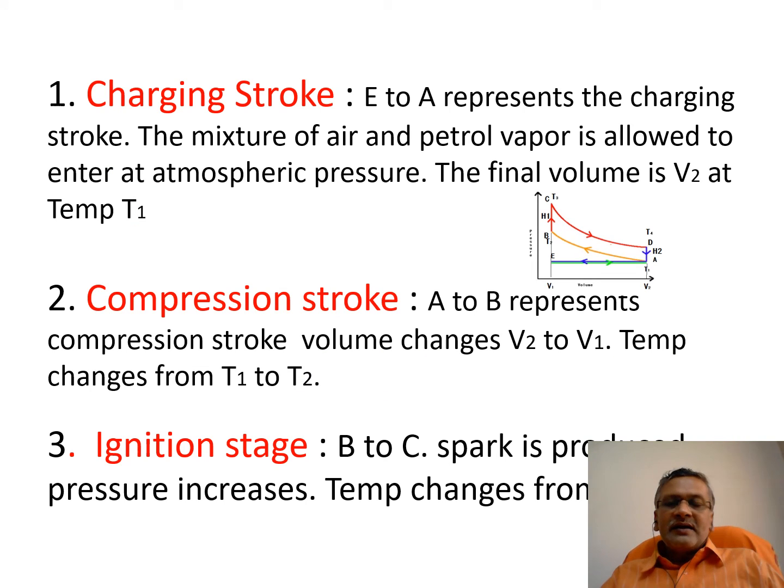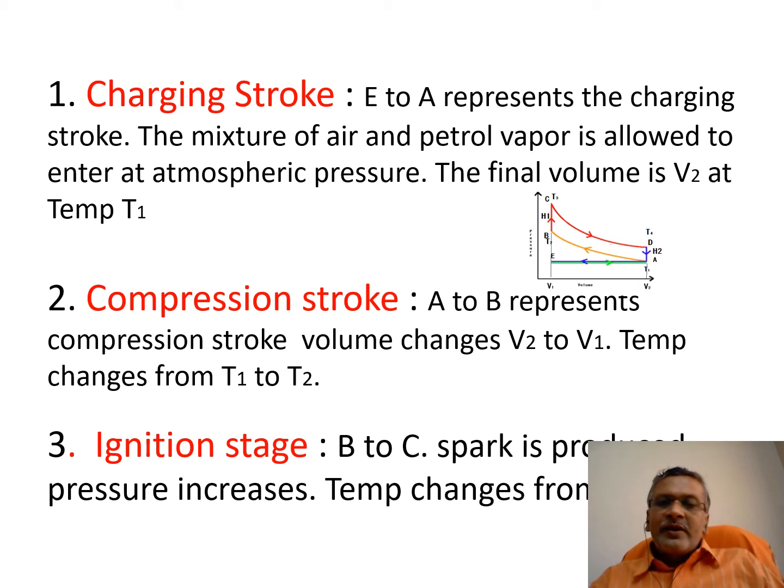The cycle, step by step, I will explain. Charging stroke. E to A represents the charging stroke. The mixture of air and petrol vapor is allowed to enter at atmospheric pressure. The final volume is V2 at a temperature T1. It is represented by the graph E to A.